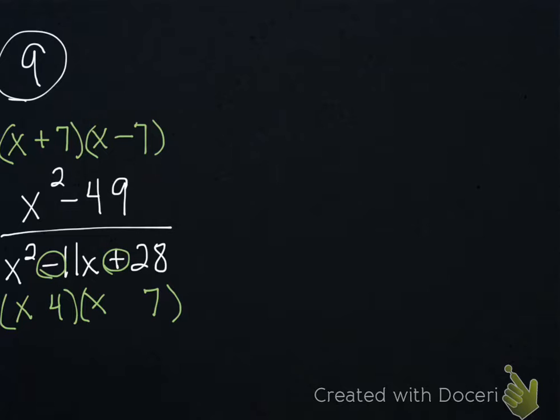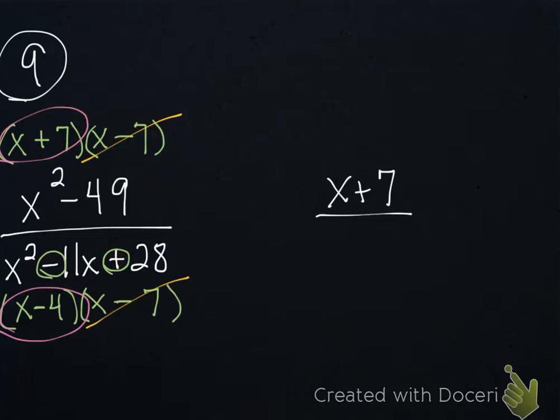Both of them are going to be negative because we add them together and the sign of the middle term is negative. Now what's going to cancel? The factors of x minus 7, top and bottom. Let's write down what's left. On top, in the numerator, I have x plus 7. In the denominator, I have x minus 4.